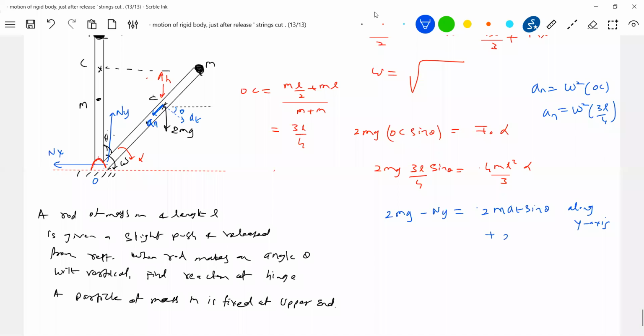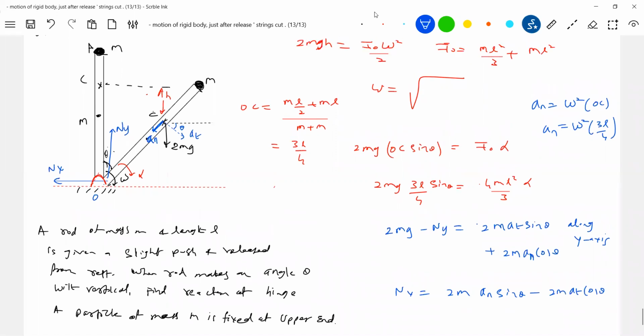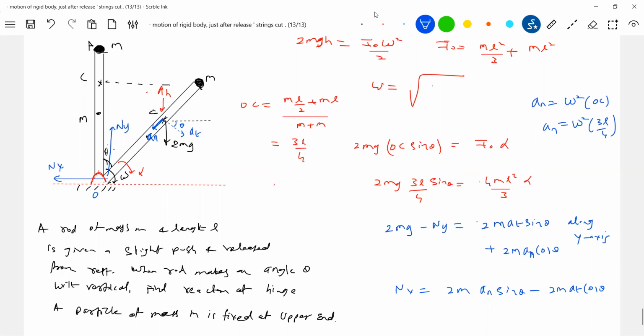So what are the other forces acting? 2m a_n cos theta. This is what some books have not considered, I don't know, but this must be there. Along the x-axis, what is the equation you can write? Nx should be equal to 2m a_n sine theta minus 2m a_t cos theta. So omega I know from here. I'll bring omega from here. I know this is alpha. Okay, then what happened? The reactions are what I should work out in this method here.